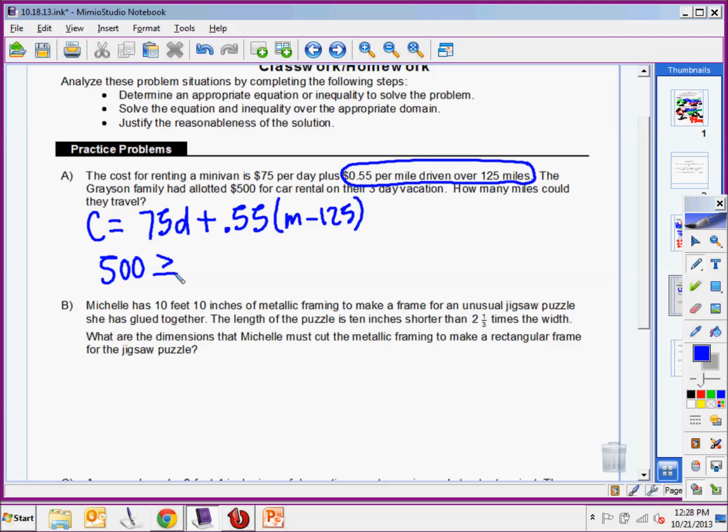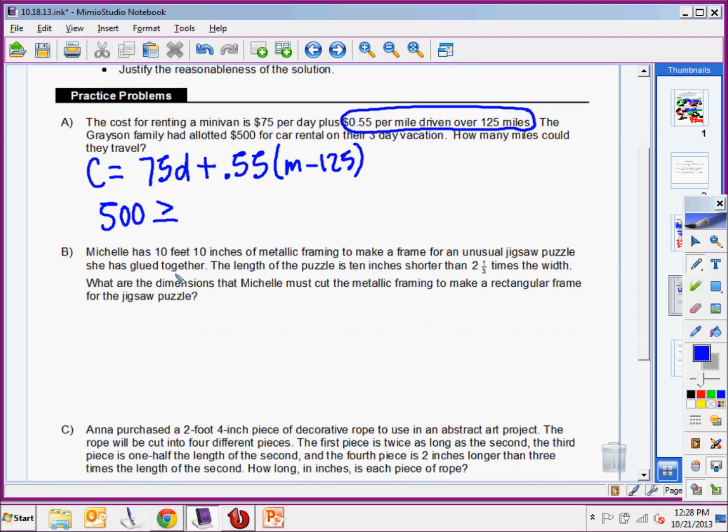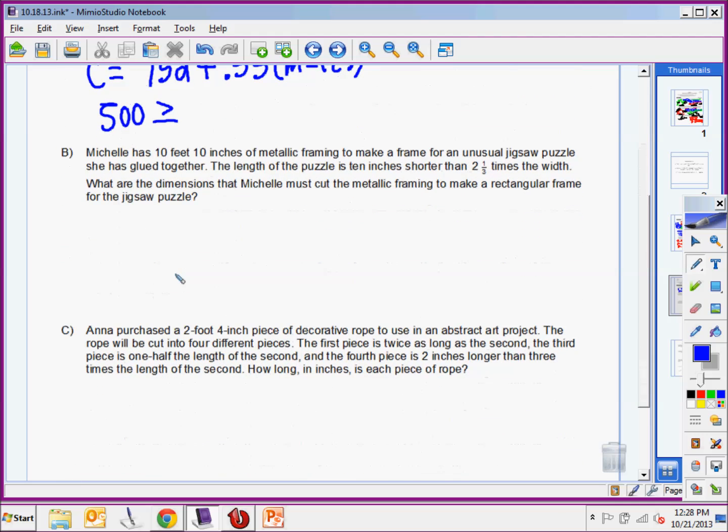All right, so moving on. Now we're on to B. It says Michelle has 10 feet, 10 inches of metallic framing to make a frame for an unusual jigsaw puzzle she has glued together. The length of the puzzle is 10 inches shorter than 2 1/3 times the width. What are the dimensions that Michelle must cut the metallic frame to make a rectangular frame for the jigsaw puzzle?